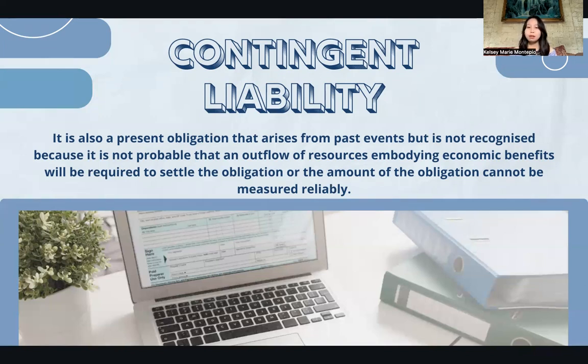To sum it up, contingent liability is a possible obligation. It is probable but not measurable, while provision naman is probable and measurable. This is very important to understand. I'll repeat, contingent liability is probable but not measurable, while provision is probable and measurable.